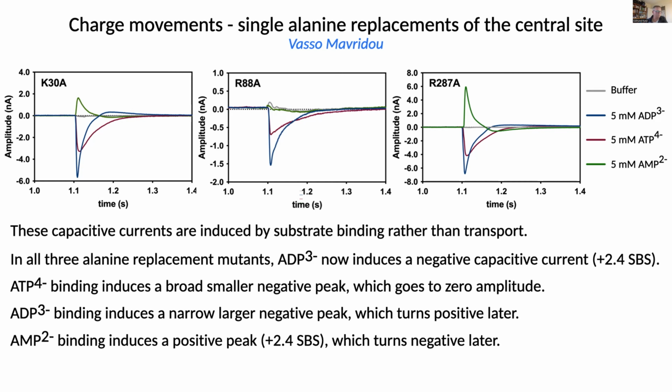And then if you give it AMP, what you observe is that, for instance, here this mutant still has a positive peak. And that makes sense again, because now you have 2.4 in the central binding site, minus 2, which is still a positive peak. And that's what you observed.